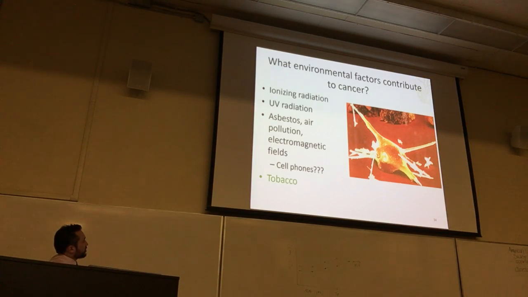This is a picture of a macrophage, and these high-intensity white specks, like this one right here and these over here, that's asbestos particles. So asbestos has been very closely linked to an early onset of lung cancer in patients. And then, of course, tobacco.